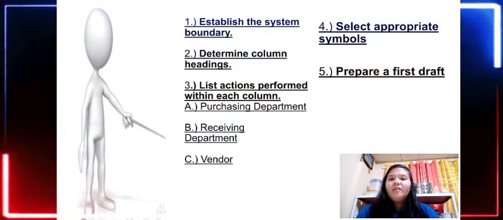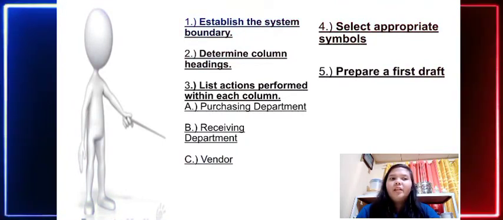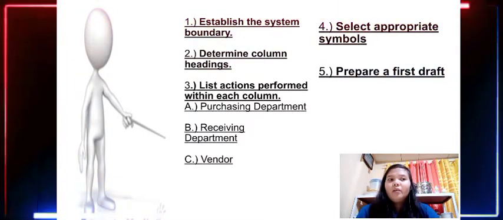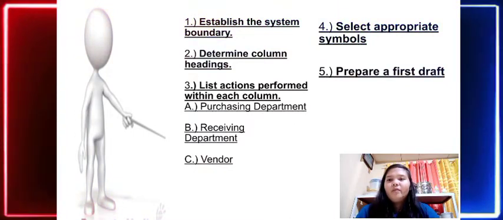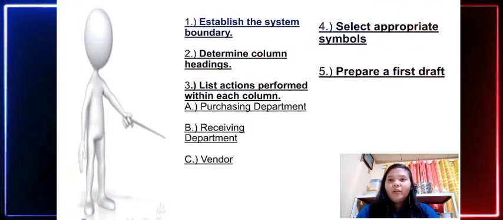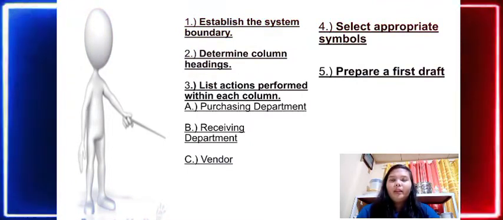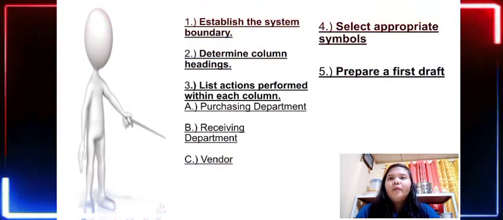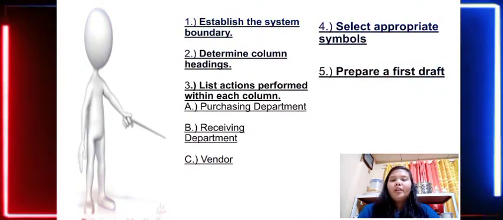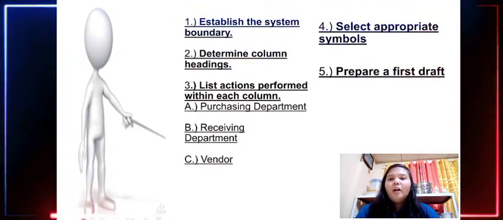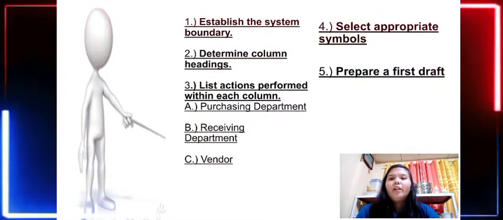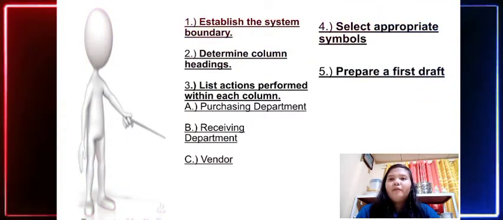And for the receiving department, they will first receive the books from the vendor, then create a receiving report and send copies of the receiving report to the purchasing department and the accounting department. Then, for the vendor, they will only ship the books and issue the invoice. So, after accomplishing the 4th step, we can now create or prepare our first draft.